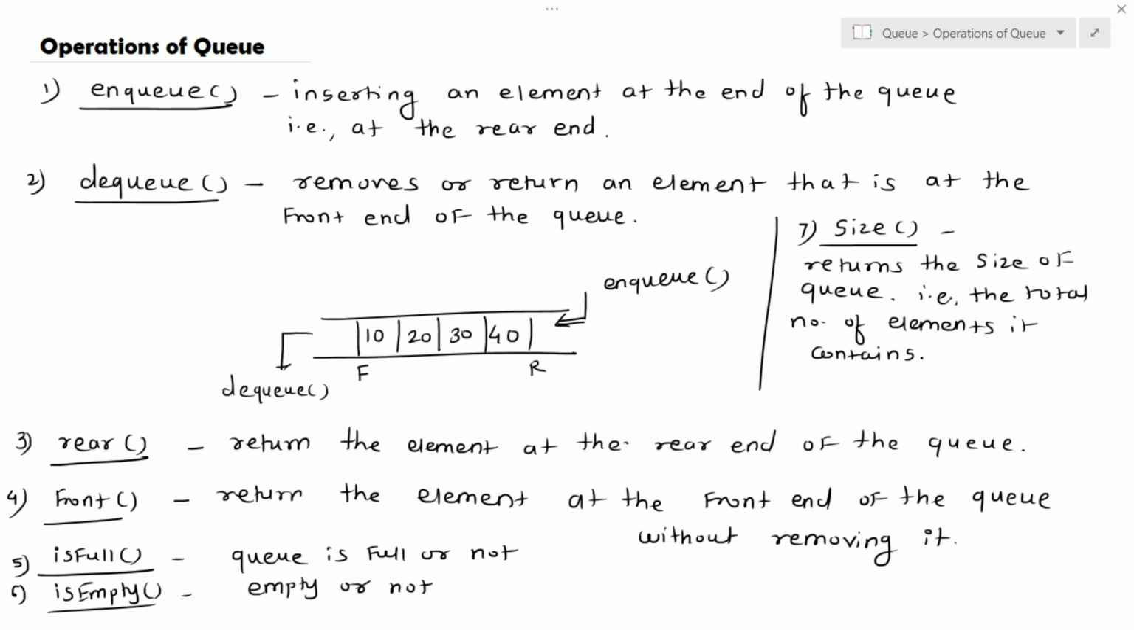And the last operation of queue is size. It returns the size of the queue. That means how many elements are there in the queue. If we want to get how many elements are there in the queue, then we can use the size operation.